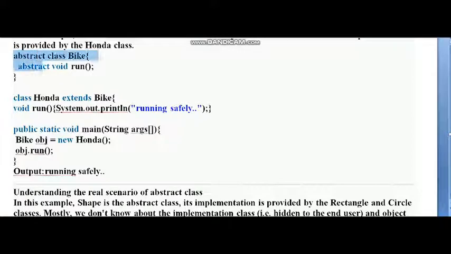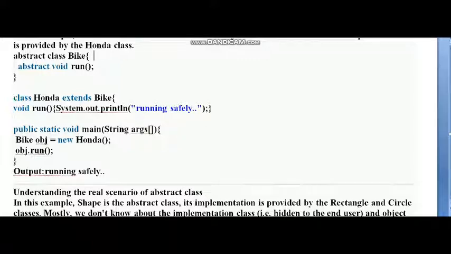We make an abstract class Bike, and we declare a method abstract void run. One thing more to be noticed: if you declare a method abstract, it should be inside an abstract class. The abstract method only gives the look of the class, while the real implementation is in a different class. So let's begin. Abstract class Bike, abstract void run, you declare a method. The next class is class Honda extends Bike, meaning you are just inheriting the Bike class.